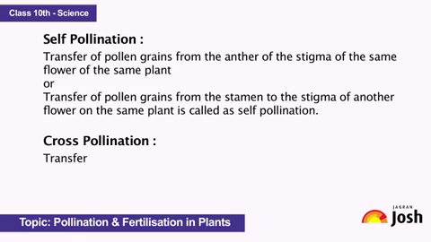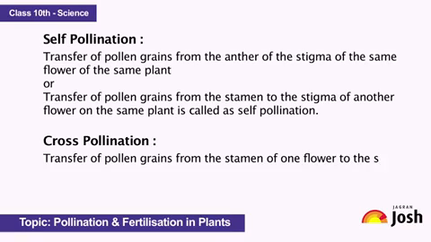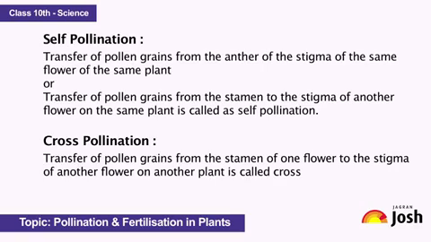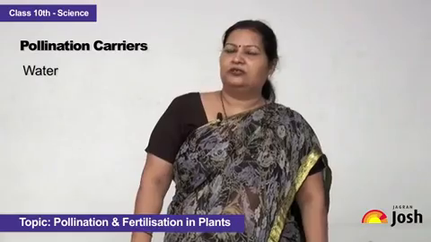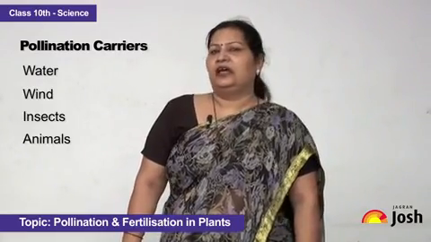Cross-pollination is the transfer of pollen grains from the stamen of one flower to the stigma of another flower on another plant. Pollination is carried out by various agencies like water, wind, insects and animals.